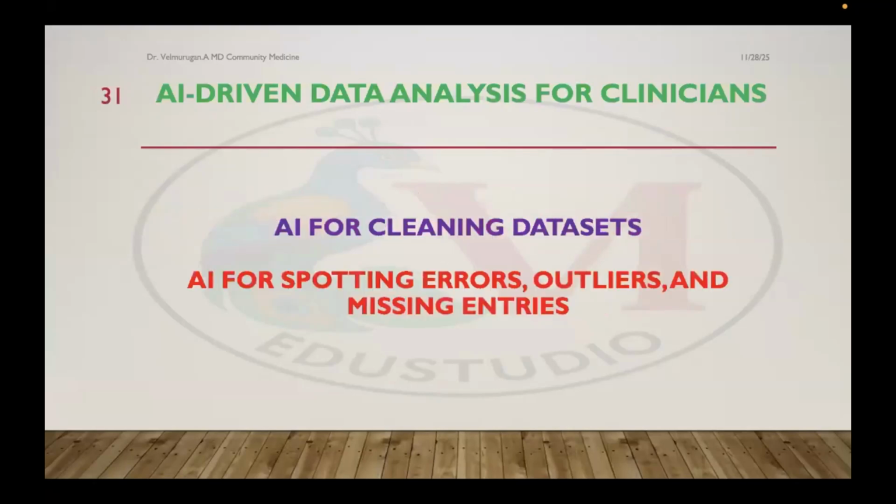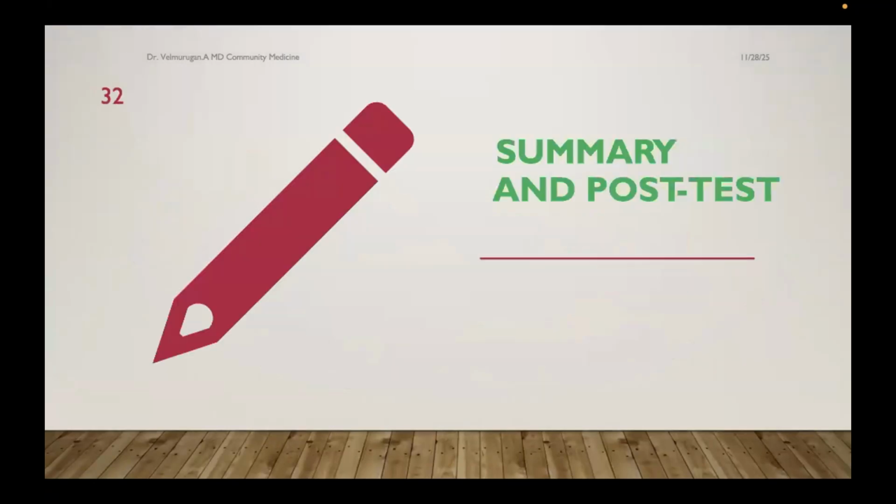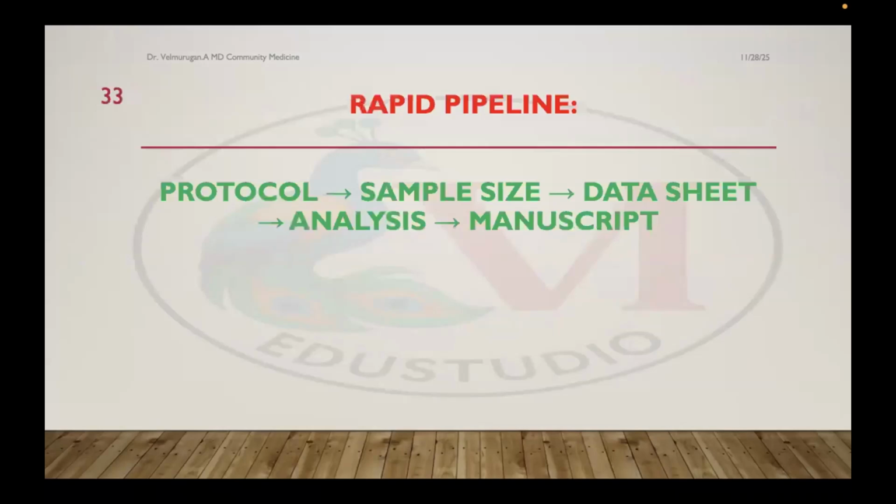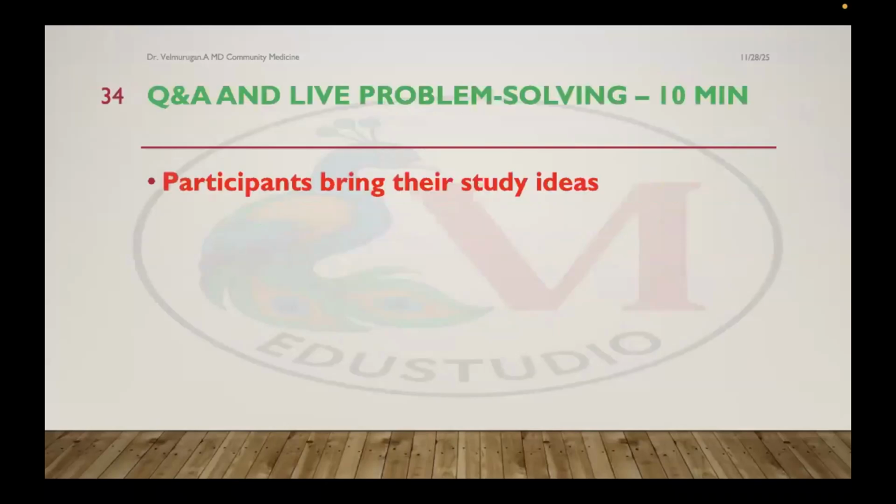You can also use AI for cleaning the data sets and the outliers. Just put the question: I'm a researcher with 20 years of experience, check whether the data set is correct or not. Always have the protocol. Then you go to the sample size, then the data sheet analysis. Only then can you write the manuscripts.